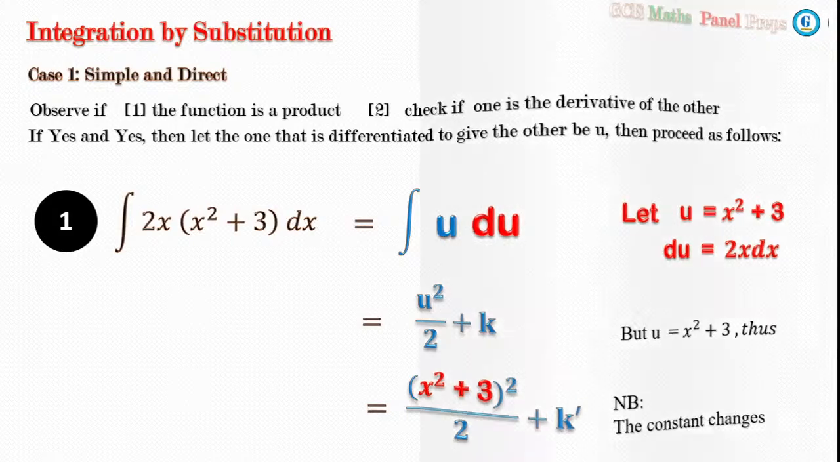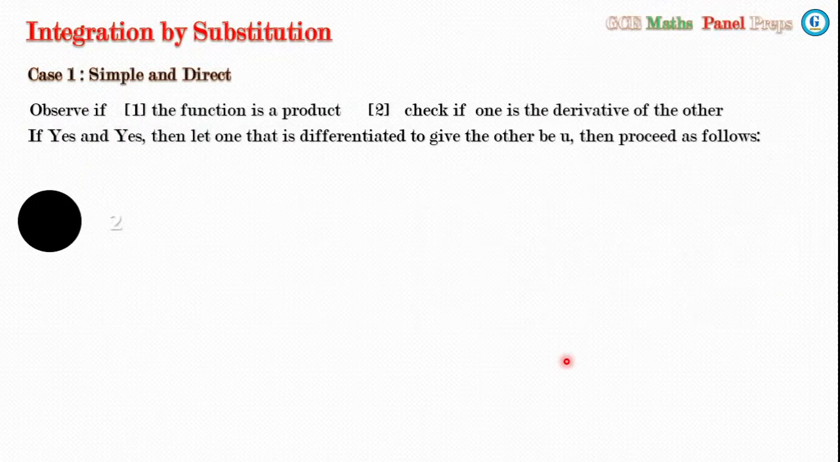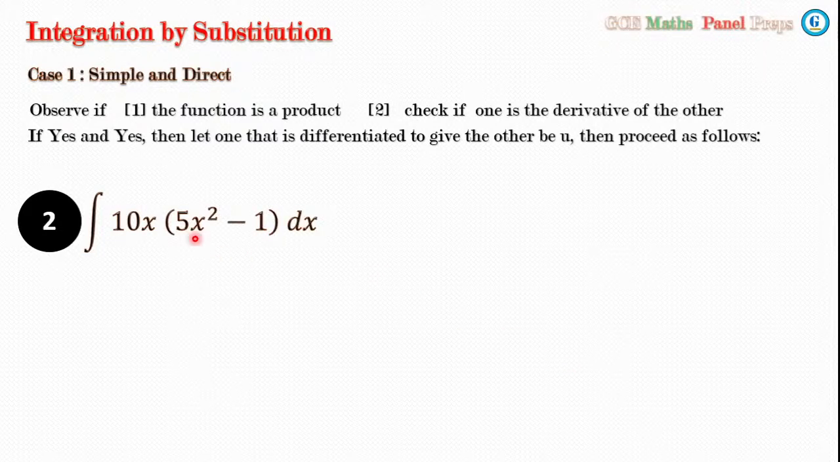Alright, example 2. With example 2, we have the function 10x into 5x squared minus 1 dx. If I look at this function and the conditions, if I differentiate 5x squared minus 1, that will give me 10x. So this is also a simple and direct case. So we say let u be equal to 5x squared minus 1.